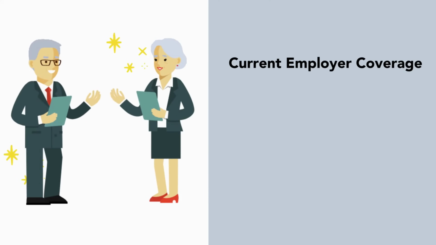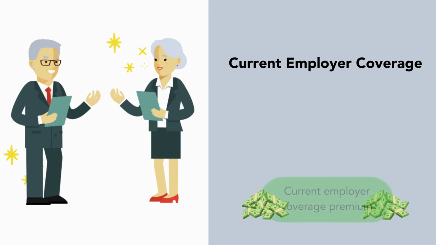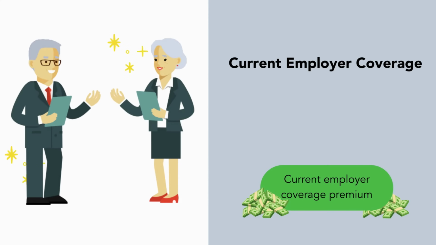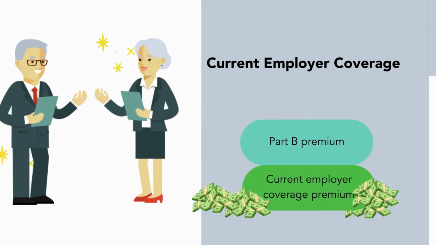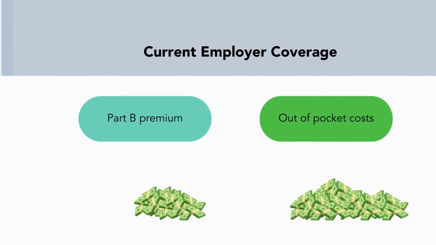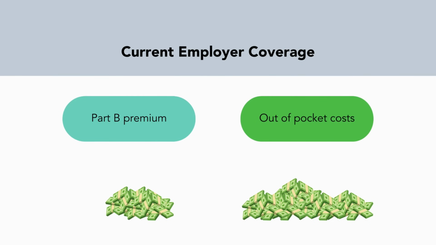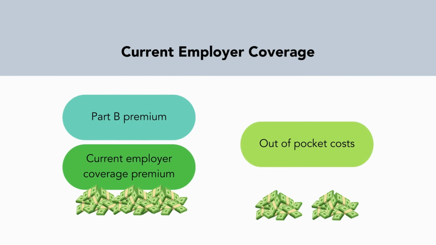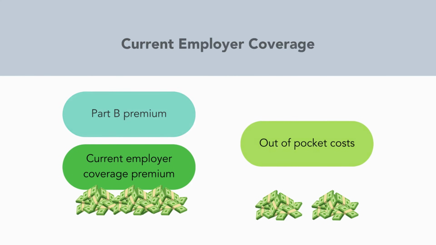In most of these current employer coverage cases, people who are already paying a premium to their current employer insurance don't want to pay another premium to get Part B coverage. However, if the job-based insurance is secondary to Medicare, it's better to enroll in Part B to avoid costly care. It might also be worth paying 2 premiums if you have expensive treatment, and the combined coverage brings down the out-of-pocket cost of care.